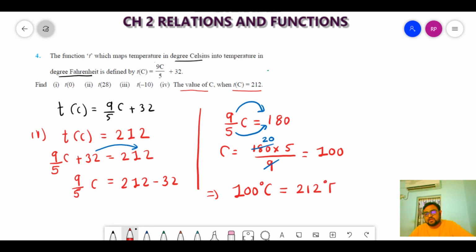is equal to 212 degrees Fahrenheit. Okay, so this was about the fourth part. This is about the fourth part of question number 4. Okay, note it down.